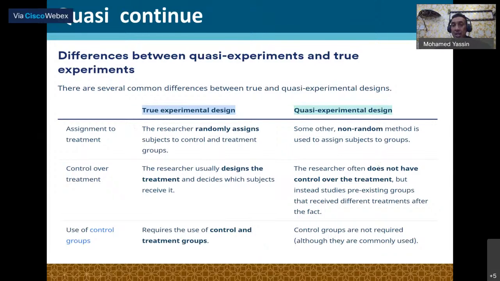While in quasi-experiment, you don't have control over treatment. Maybe the same group of patients is treated by many physicians, and many physicians individualize the treatment for those patients. So you don't have the upper hand on controlling the treatment. And then regarding the control group, in a true experiment, usually there is a control and a treatment group, while in quasi-experiment, a control group is not required, but it may be used.